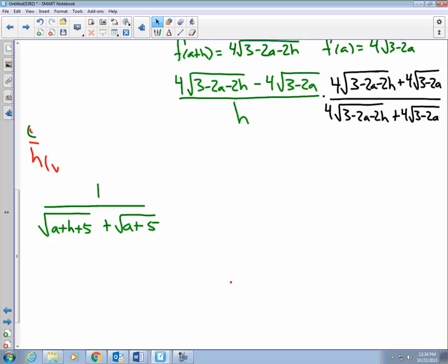All right, here we go. Let's multiply it. Now I got this 4. Well, we got to multiply 4s. 4 times 4? 16. And the root of 3 minus 2a minus 2h times the root of 3 minus 2a minus 2h. What's going to happen to the middles? They'll cancel because you got a positive and you got a negative. So now I'll multiply the endings. Negative 4 times positive 4, and root of 3 minus 2a times root of 3 minus 2a.